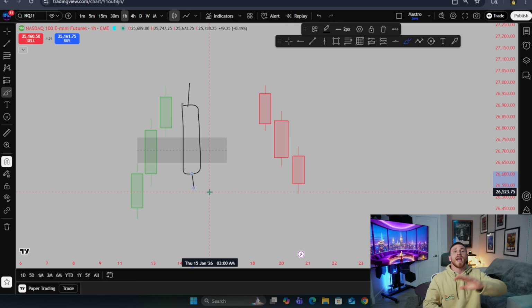All right, does that mean we're going to enter a trade right away? No, we're going to go off of liquidity sweeps, V-shaped recoveries, all that stuff in the future.